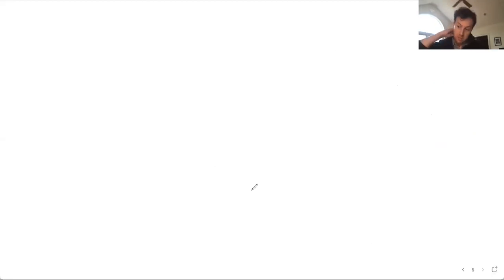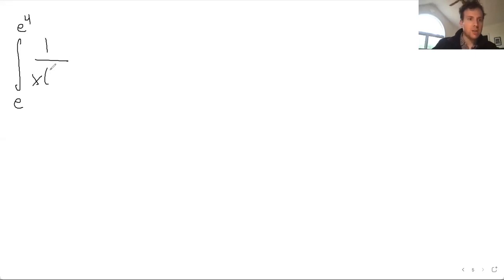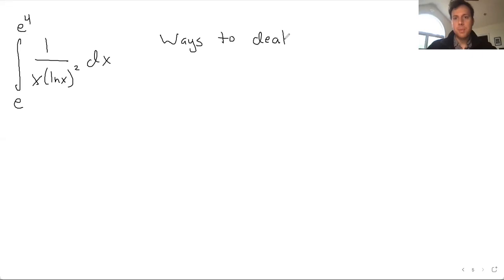One thing that we should bring up that we actually haven't yet is, how do you deal with definite integrals that need u-substitution? Everything we've been doing has been indefinite integrals. What happens if you have bounds? So let's integrate from e to e to the 4th of 1 over x natural log of x squared. This is going to be some number corresponding to the signed area.